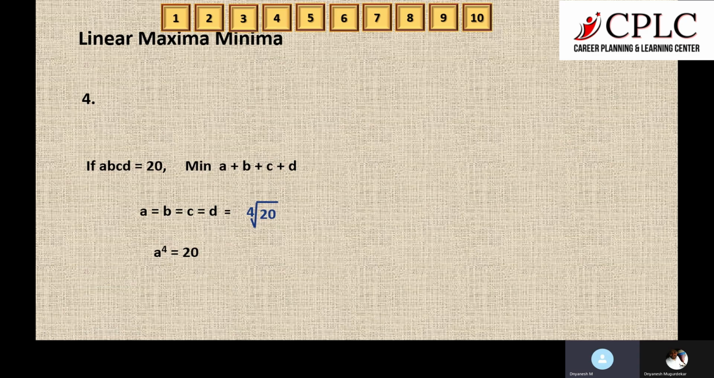And we were supposed to add all of them, a plus b plus c plus d. The value will be 4 times the 4th root of 20. So make a small correction, I think, in the options as well. 4 times the 4th root of 20 is the correct answer for this question. So the rule: if the product is constant, the sum will be minimum if all the numbers are equal. The second rule that we have discussed in the concept of linear maximum minimum.